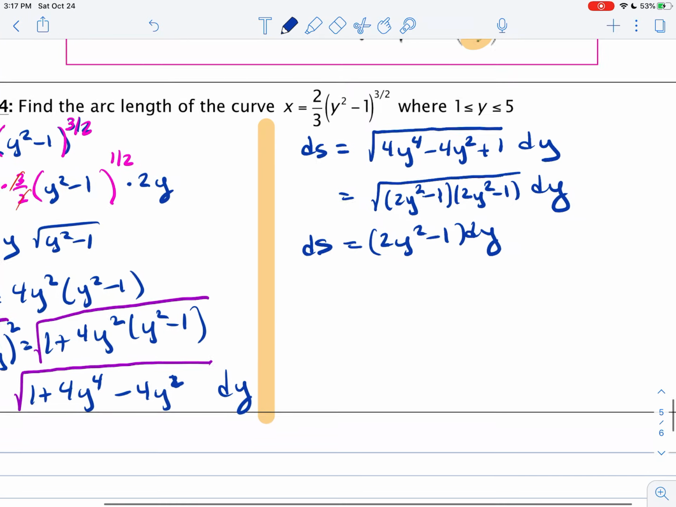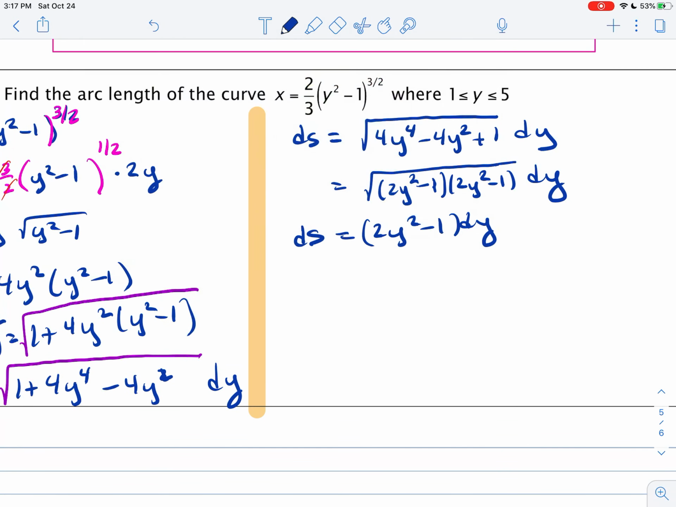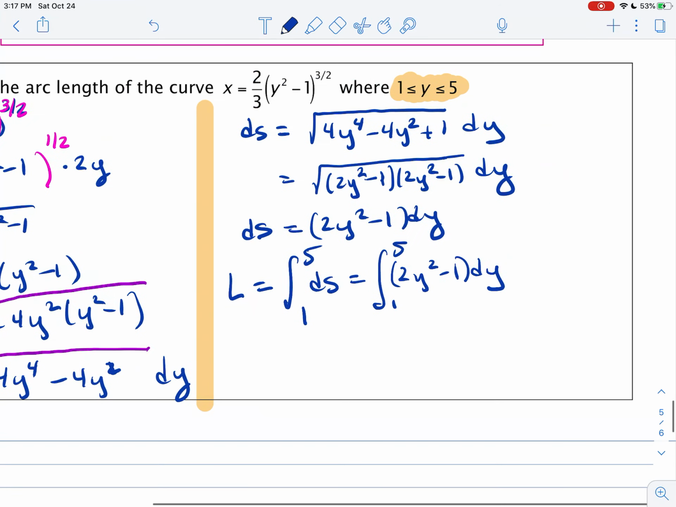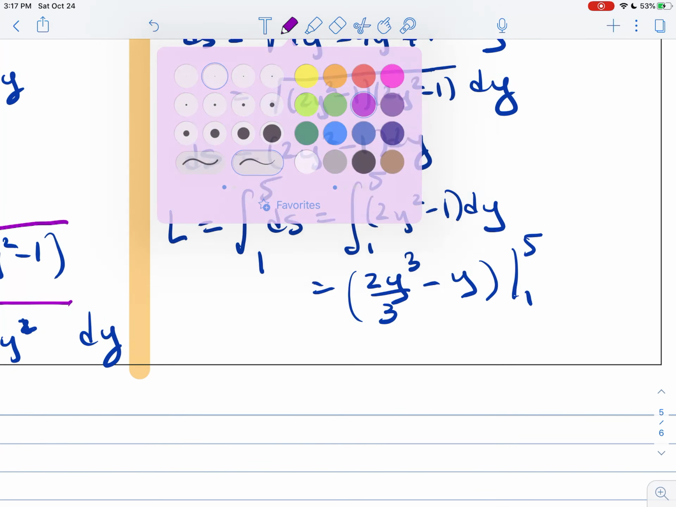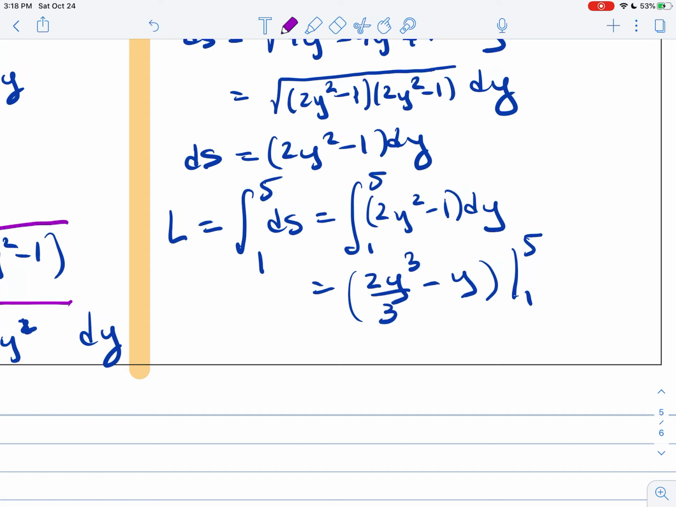So here's an example of me looking at a polynomial and seeing if I can change it to a perfect square, which is nice. So what my L then is going to be the integral, and what's our range of values? Our range of values here is from 1 to 5, and so I'm going to have from 1 to 5 of my ds, and that's going to be 2y squared minus 1 times dy, and we can easily integrate that as 2y cubed over 3, take away y, and we go from 1 to 5.